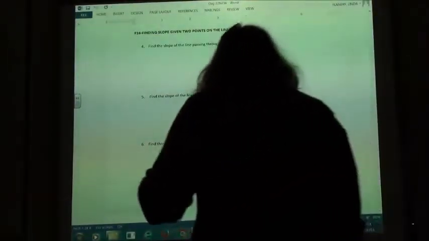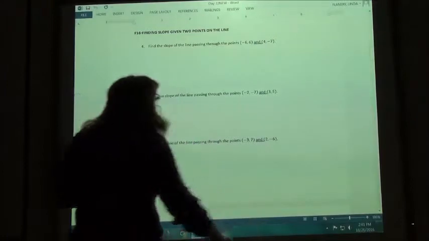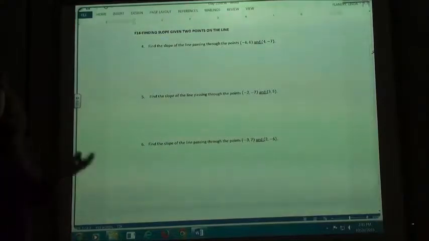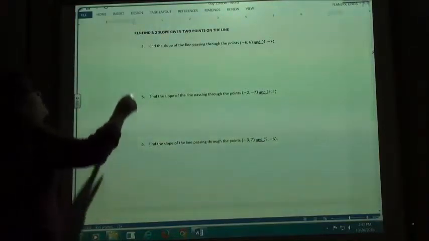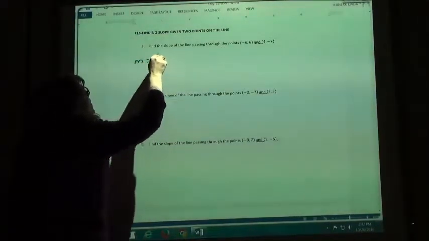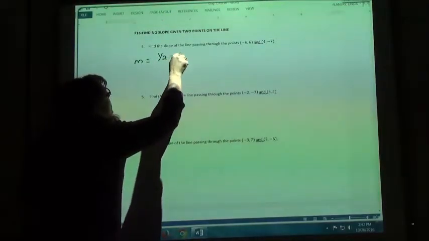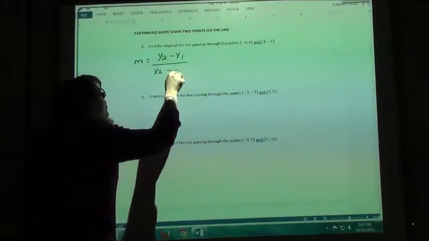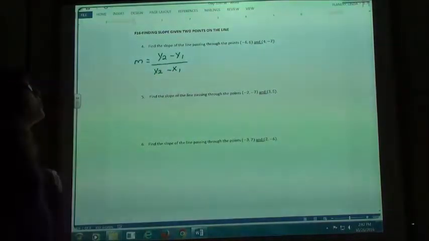Four, 5, and 6, now that we've practiced using the formula for slope where we had the graphs and we could count to check out our problem, now they're just going to give you the 2 points and have you practice using the formula. So again, the formula for slope, the y value from point 2 minus the y value from point 1 over the x value from point 2 minus the x value from point 1.